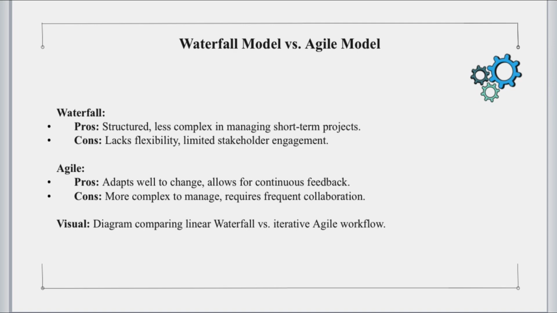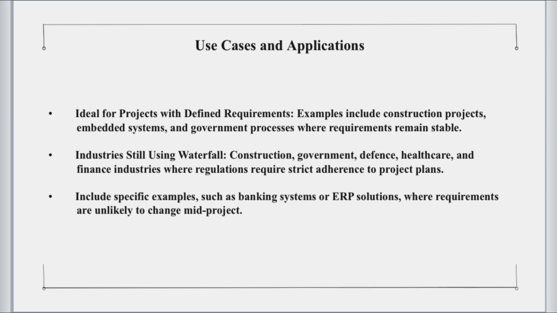Waterfall model versus Agile model. Waterfall. Pros: structure is less complex in managing short-term projects. Cons: lacks flexibility, limited stakeholder engagement. Agile. Pros: adapts well to change, allows for continuous feedback. Cons: more complex to manage, requires frequent collaboration. Visual: diagram comparing linear waterfall versus iterative Agile workflow.